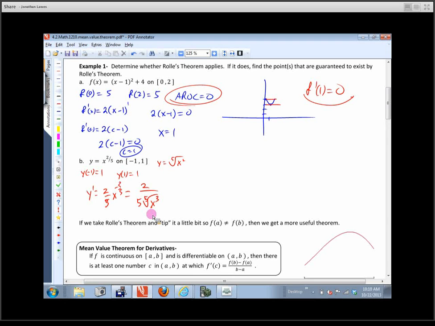What are the 3 ways a function can fail to be differentiable? Cusp or corner, vertical tangent, point of discontinuity. We already eliminated discontinuity because we said this was a continuous function.